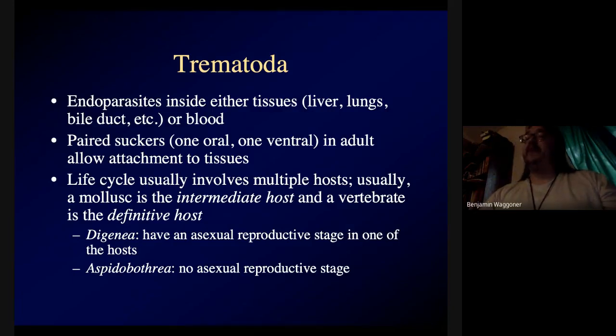You can find some exceptions to that rule. The Digenea have an asexual reproductive stage in the intermediate host. That's the flukes. That's the one we're going to focus on starting with tomorrow's lab. To fill out the time, we'll cover a small subgroup of the trematodes called the Aspidobothrians, which don't have an asexual reproductive stage. And these are not commonly seen unless you go out looking for them.